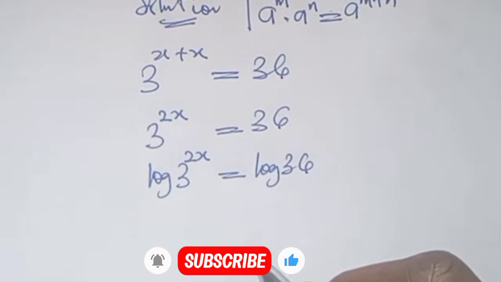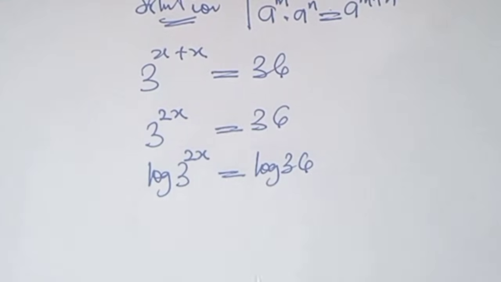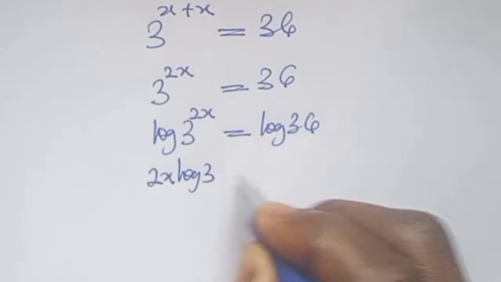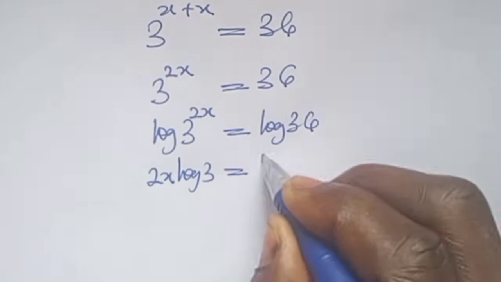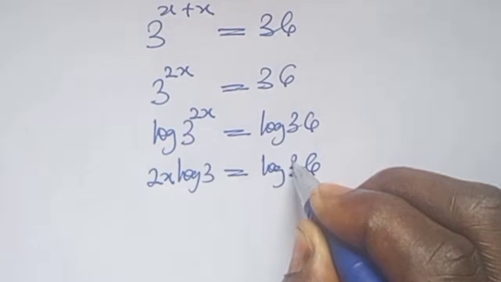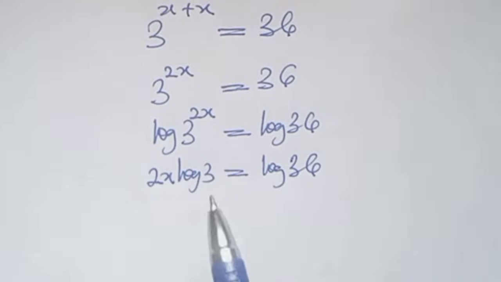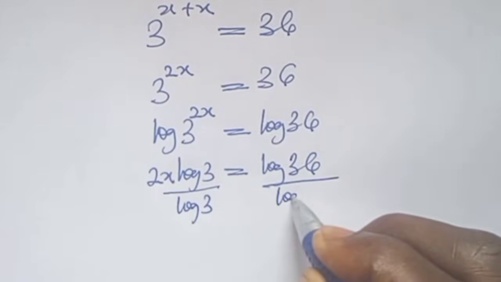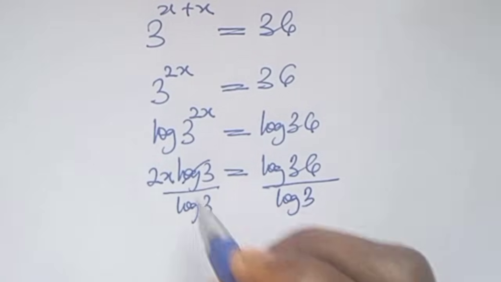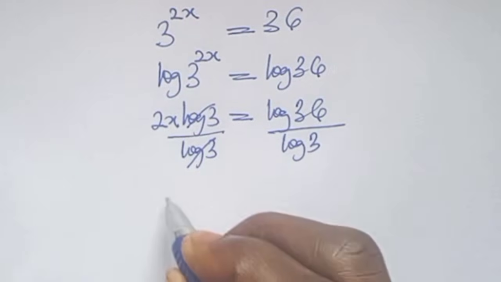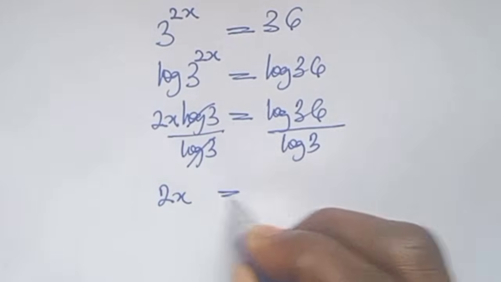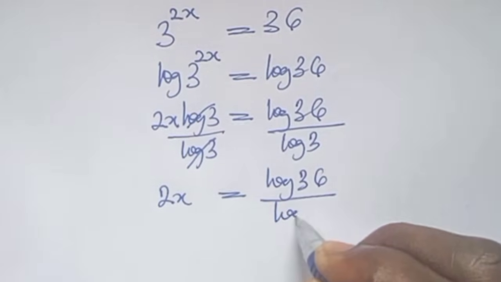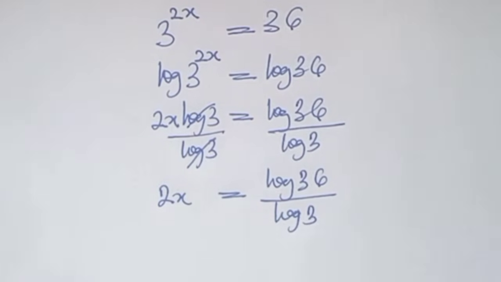Alright, so let's continue. So here we're going to bring the power down, that is 2x log 3 will be equal to log 36. So if we divide both sides by log 3, log 3 over log 3, also here over log 3, log 3 will cancel out. What will be left will be 2x will be equal to log 36 all over log 3.